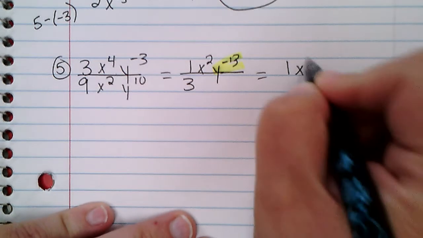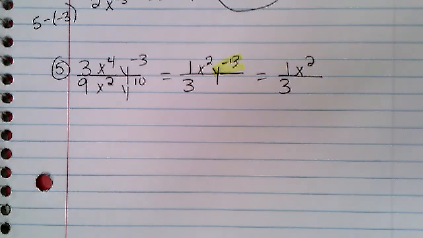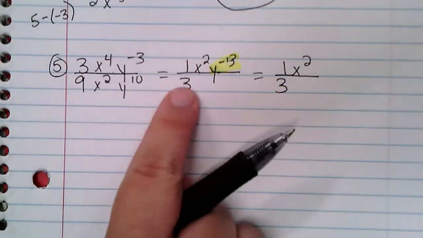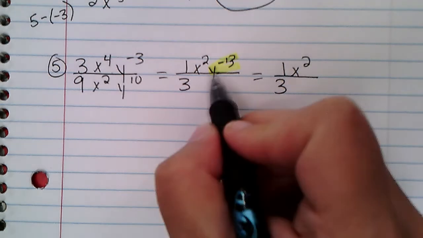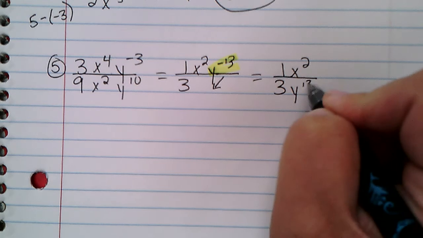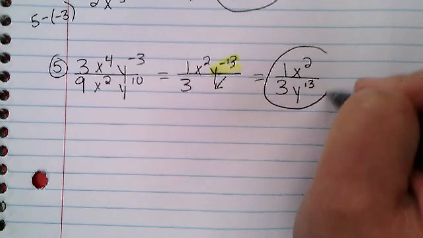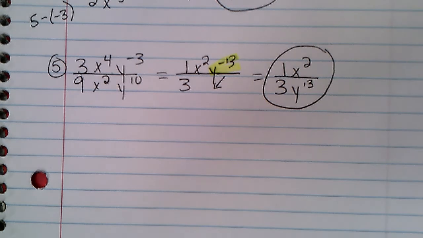So the 1x squared stays, and you could even take off the 1 at this point if you wanted to. The 3 stays in the denominator because that's where it ended up in the fraction. So the y is going to go down there with the 3 and become positive. Don't forget to make your exponent positive when you move it. Your final answer should not have any negative exponents at all.